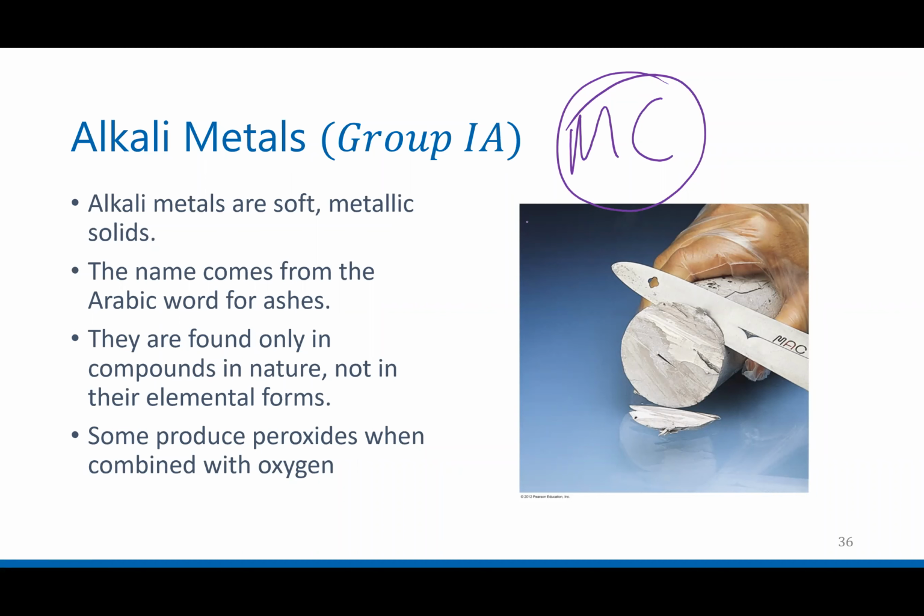Okay, so group 1A, these are alkali metals. They're soft metallic solids. And you saw one of these in lab 2 where I took sodium, which I cut with a knife.